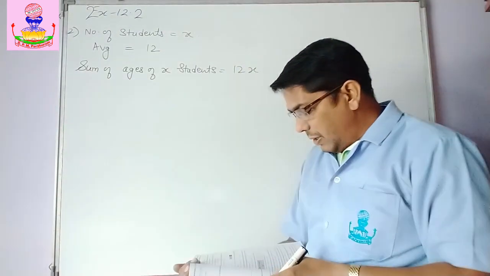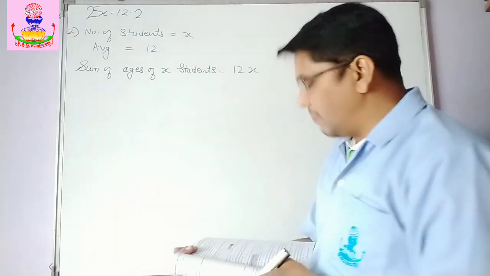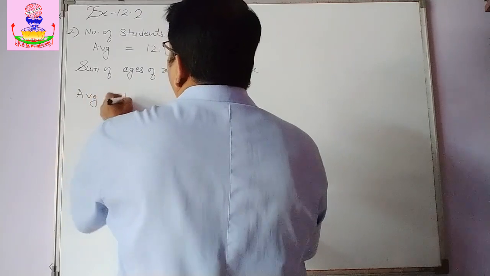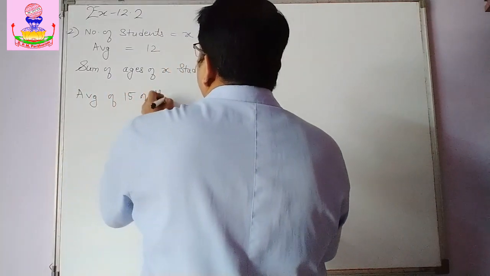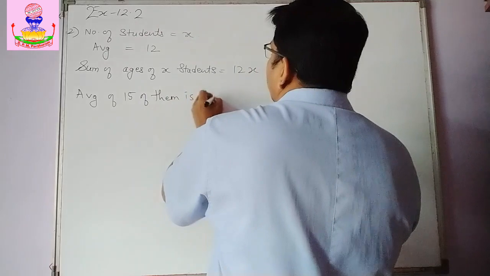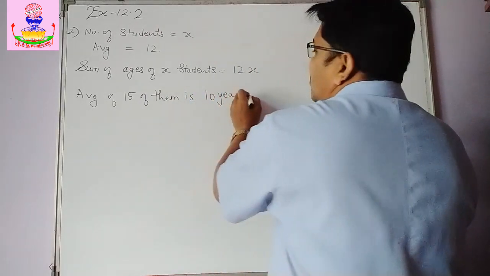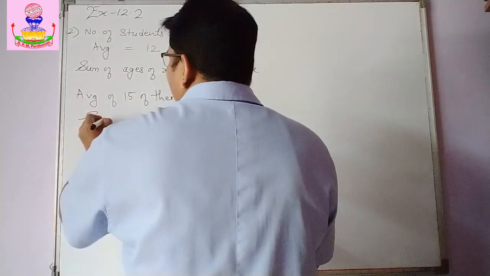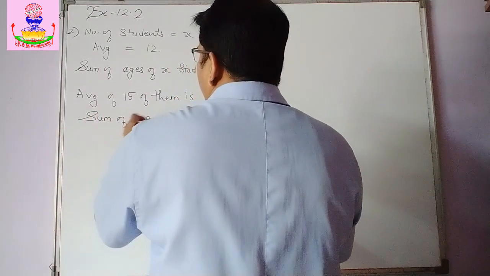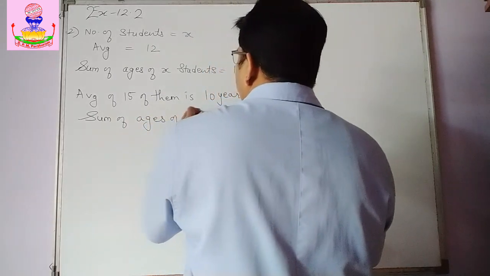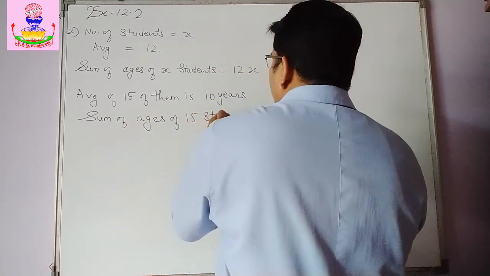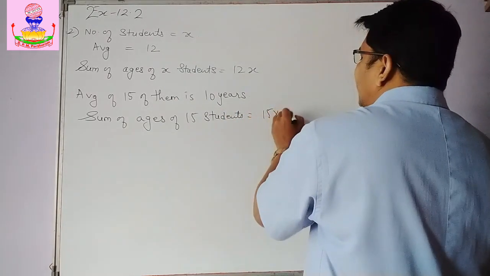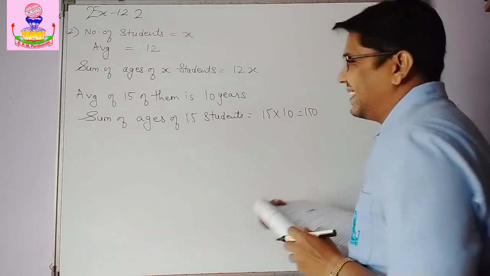Then they have said the average of 15 of them is 10 years. So I can find the sum of the ages of these 15 students, right? What will it be? Yes, exactly: 15 into 10, that is 150.